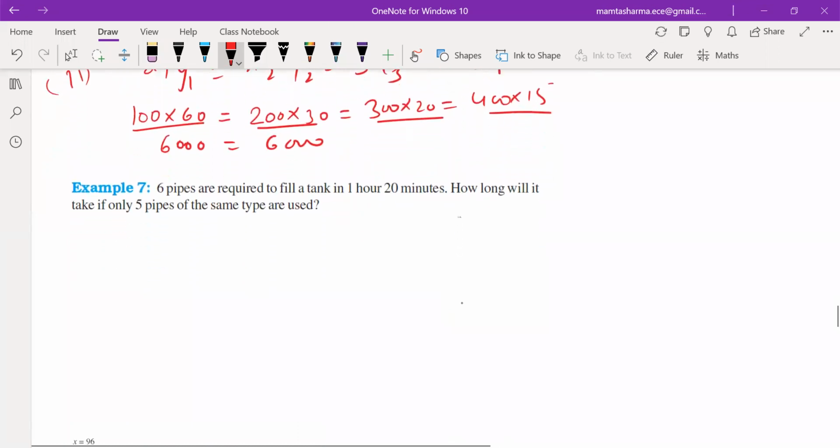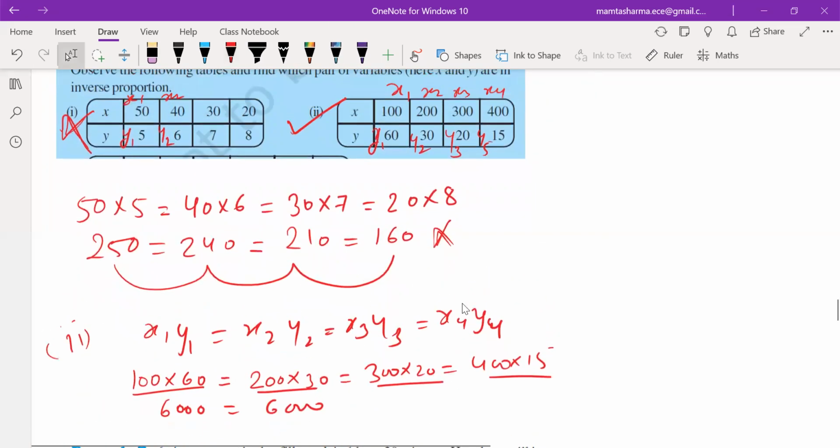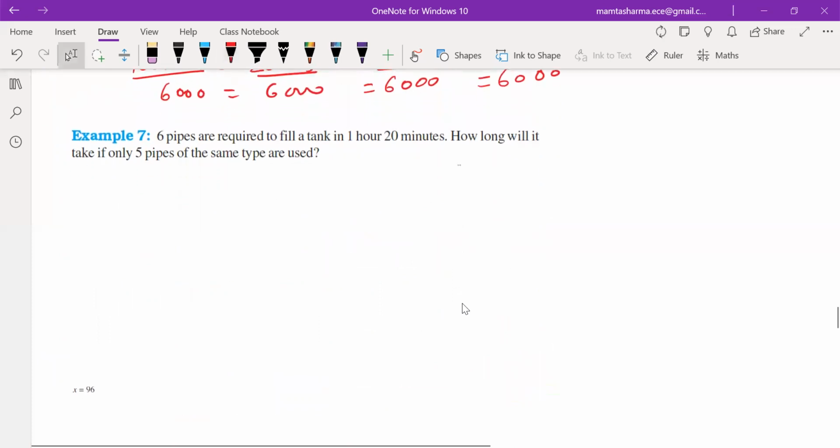Ma'am, but the last one is not the same, right? Last one is the same, na? 15 for the 60. Oh, yes, 6,000, ma'am. They are in inverse proportion. Okay. Now this question is good.